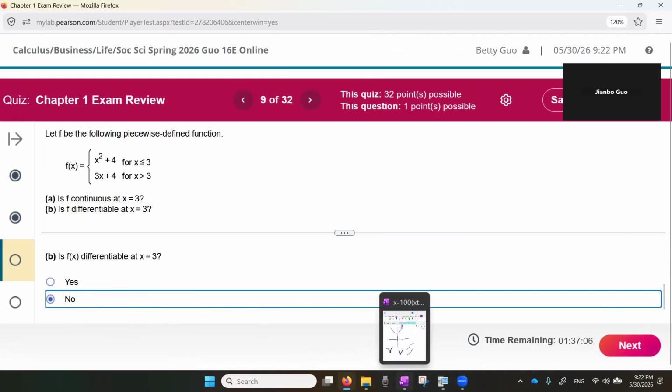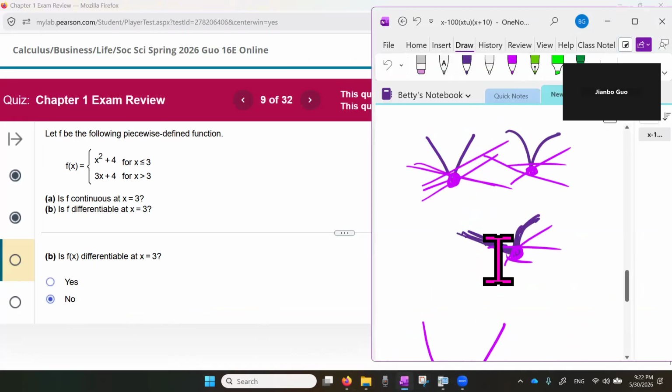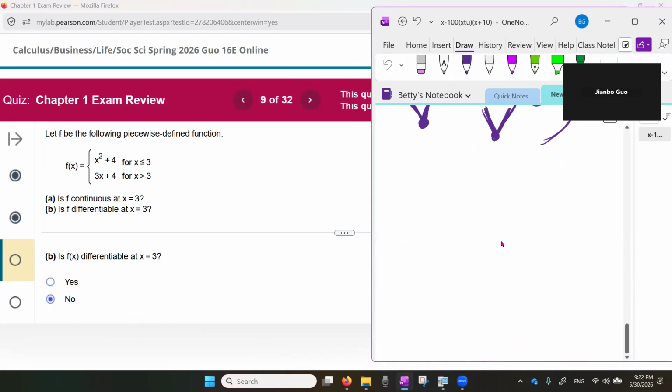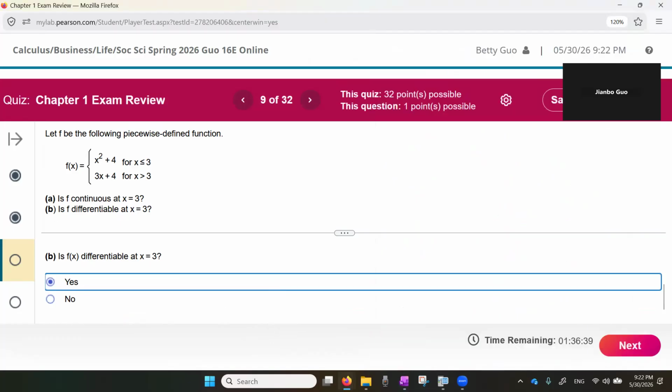Yeah, we mentioned if it's differentiable, it must be continuous, okay? But if it's continuous, it does not mean it is differentiable. So it's one direction. But if it's not continuous, it's definitely not differentiable. So we have to look at a specific situation. So it's continuous, not differentiable. Next.